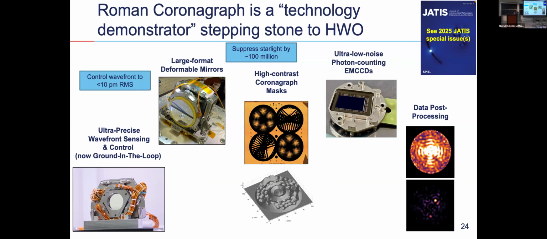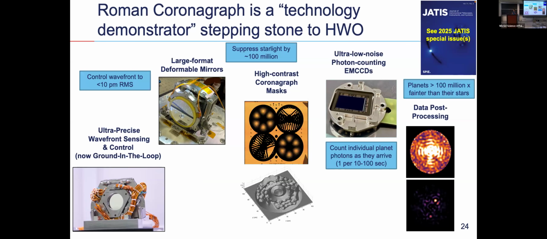Once you've suppressed the starlight, you can see these very faint signals. You're actually receiving only about one photon every few seconds, one photon a minute from a planet per pixel. You need incredibly low noise detectors. So electron multiplying CCDs are being used in space for the first time in this regime. And HWO will need even lower noise detectors as it pushes even fainter. If you want to learn more about the technologies behind Roman coronagraph, there's a special edition of JATIS that just came out that has about the first half of our papers, and we'll have some more coming out over the next couple months.